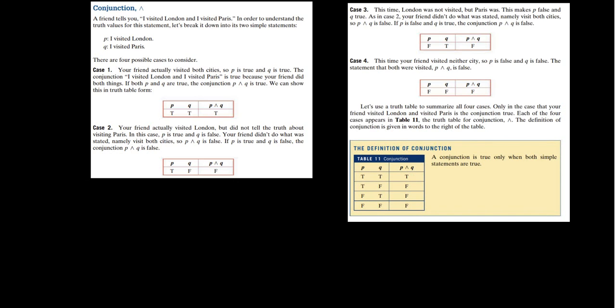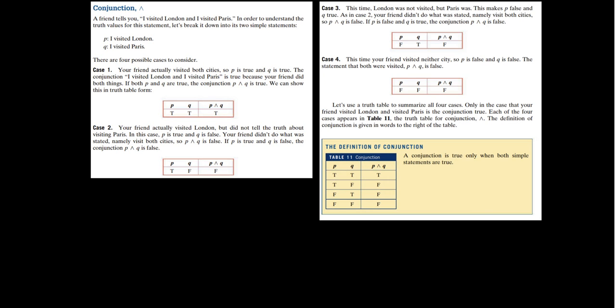All right, so we've talked about conjunction, the and symbol. The caret, facing upward, right? The and symbol. And in order for something to be a true statement, if we have P and Q, then we know that both statements must be true. In this particular example, we have P as I visited London and Q as I visited Paris.